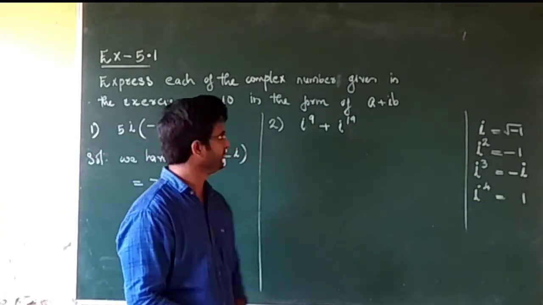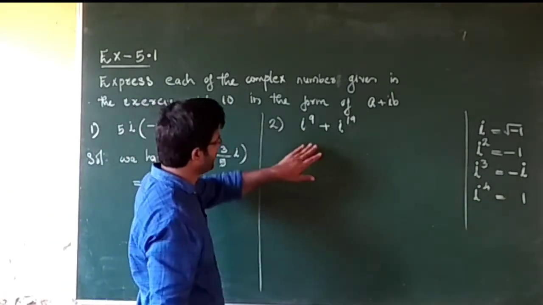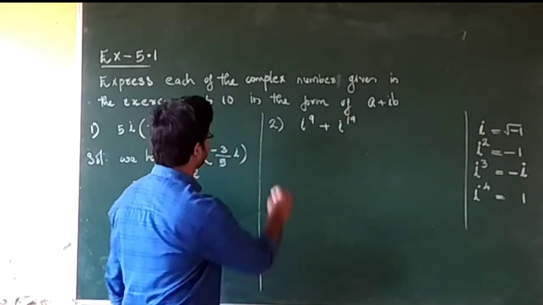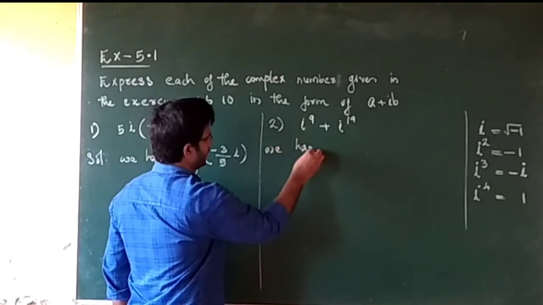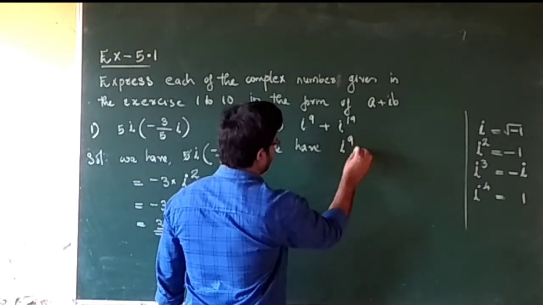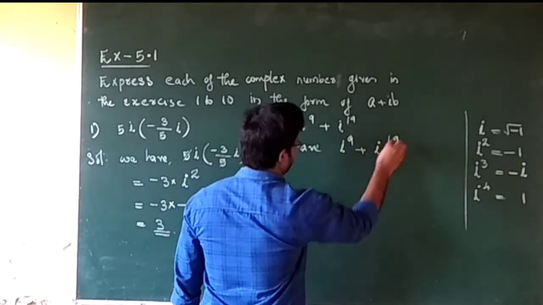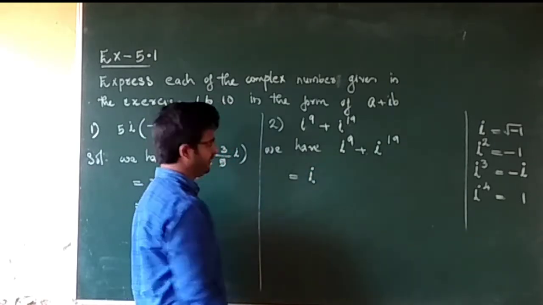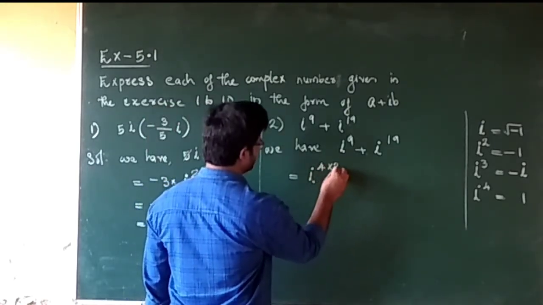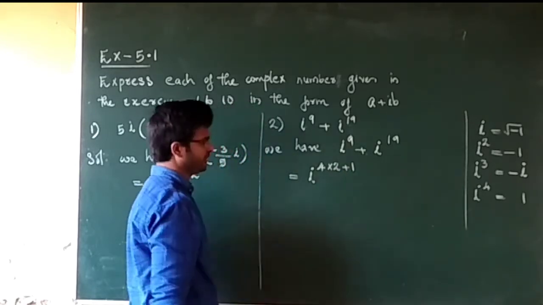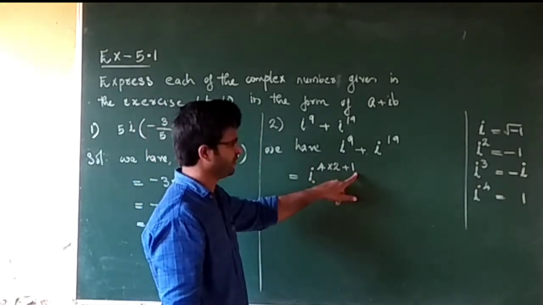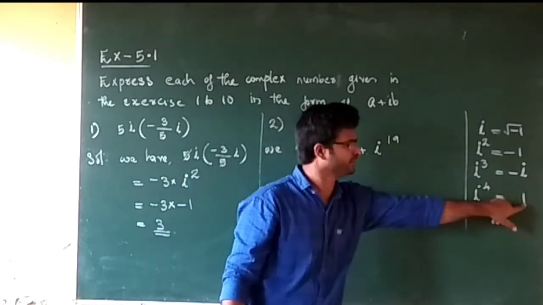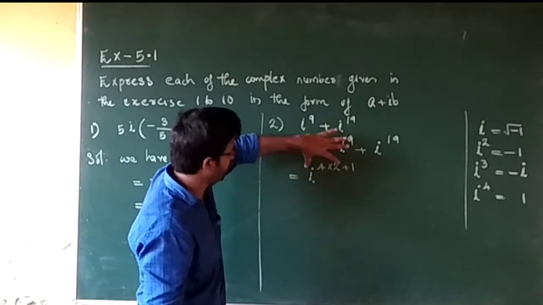Then question number 2 we can see. Here also one complex number is given, we have to express in the form of a plus ib. We have i raised to 9 plus i raised to 19. This i raised to 9 we can write 4 into 2 plus 1, 4 into 2, 8 plus 1. Why I took 4 into 2? i raised to 4, how much? That is 1, isn't it? Then this part will be 1.